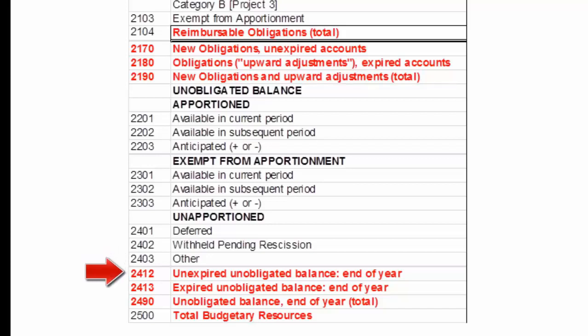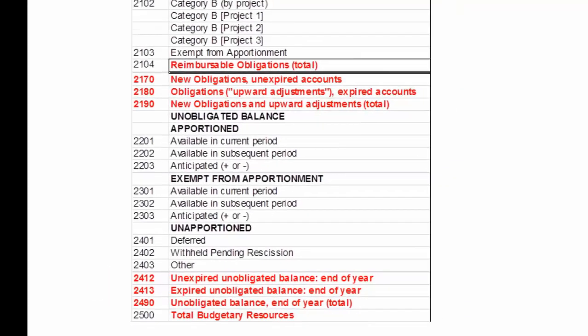New lines 2412 and 2413 have also been recently added to the SF133. Line 2412 summarizes all unexpired, unobligated balances, and line 2413 summarizes all expired, unobligated balances. Let's take a look at a sample.